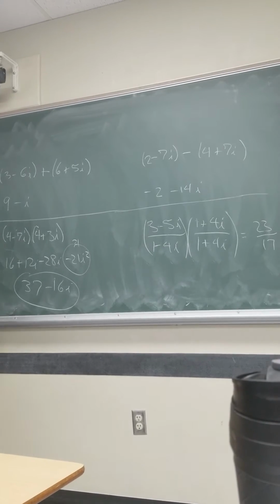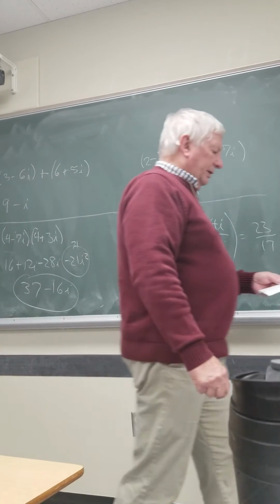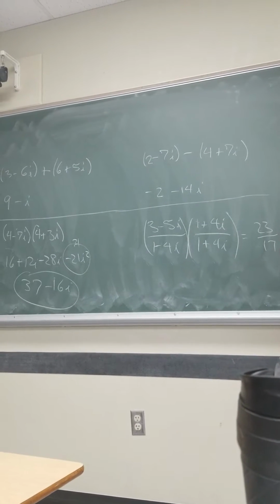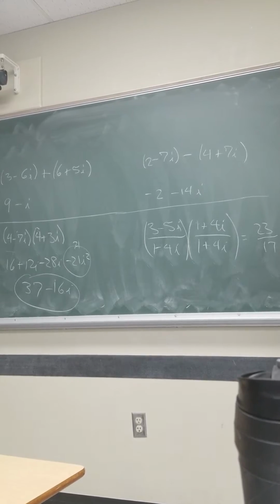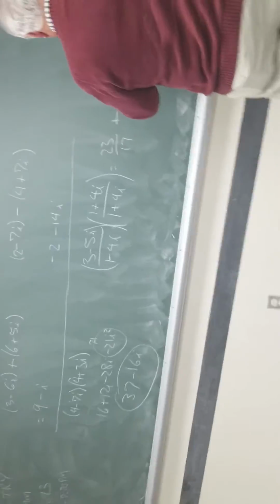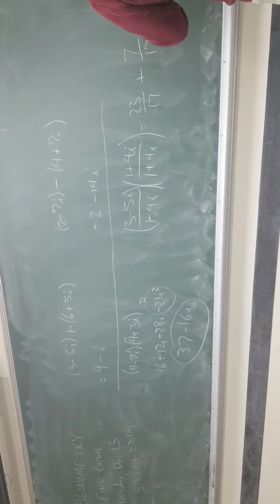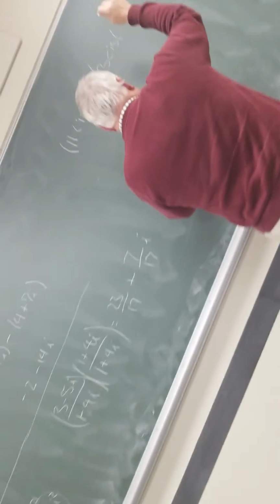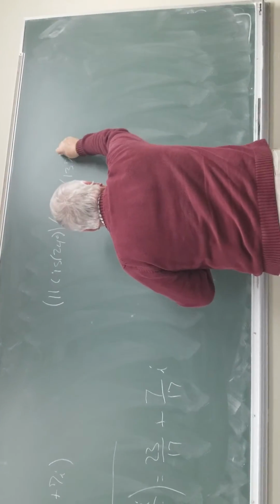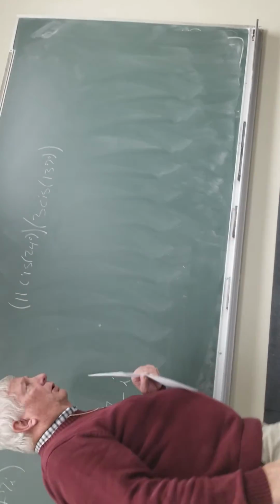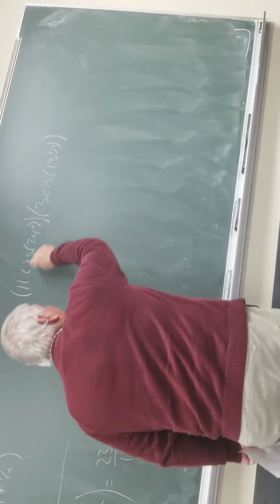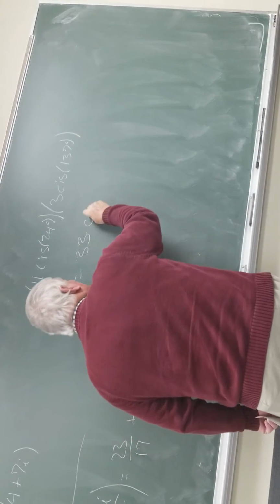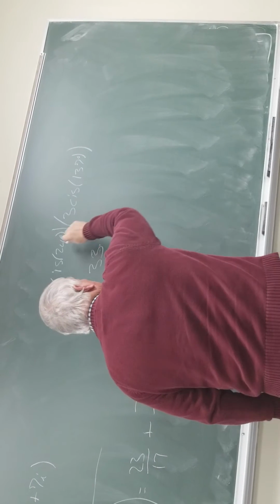Number 5, perform each of the following complex number operations in polar form. First one says 11 cosine theta plus i sine theta, where theta is 24 degrees, times 3 at 113 degrees is 137 degrees. And in polar form, to multiply, we multiply the magnitudes, and we add the angles.